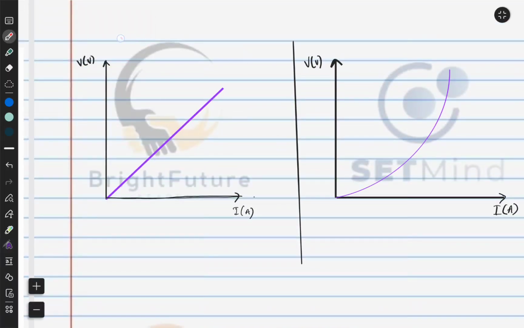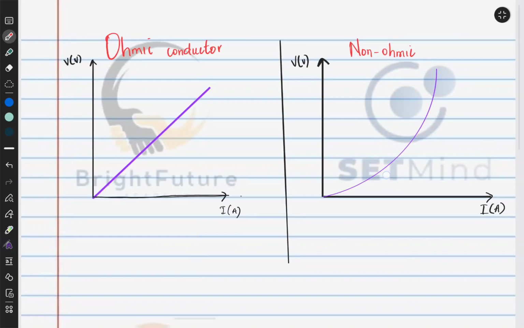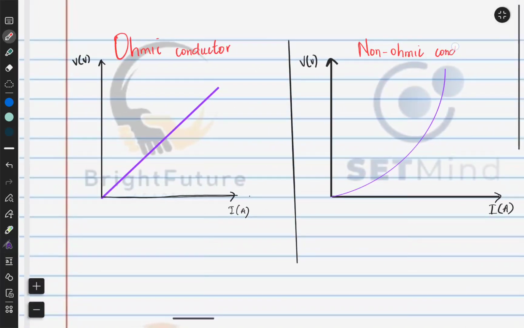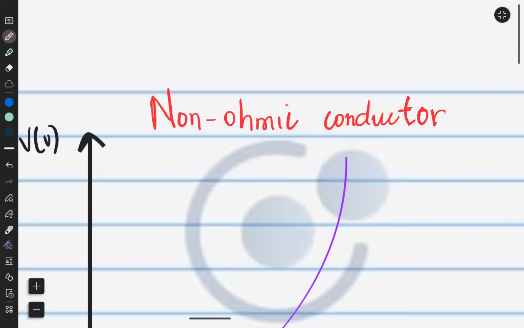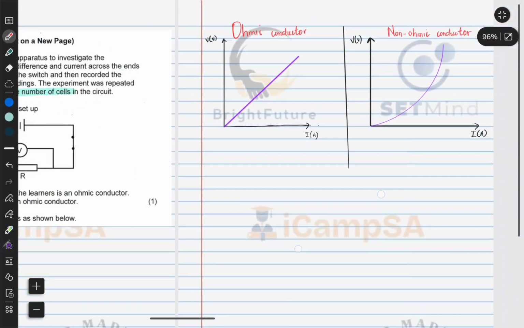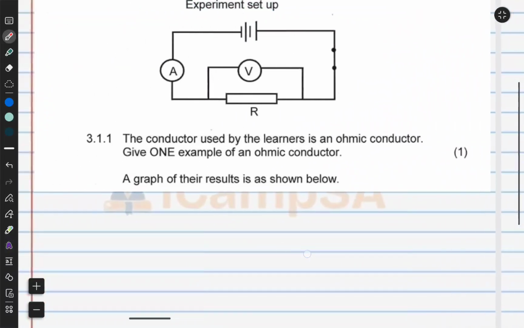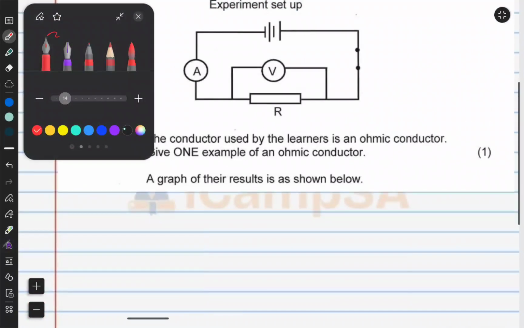That's your ohmic conductor, and that's your non-ohmic conductor. This one does not respect Ohm's law, not Newton's law, Ohm's law. Okay, so that's the difference between these two conductors. All right, so that's one thing I wanted to highlight. And now let's come back and answer our question.